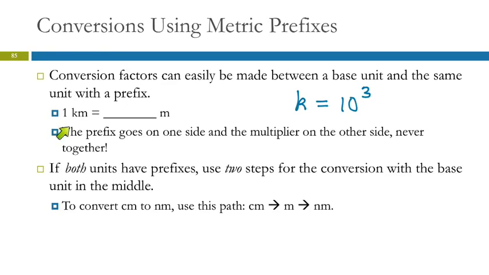So 1 kilometer is equal to 1. Now instead of the K, I'm going to write what it means. It's 1 10 to the 3rd meter. That looks a little awkward, so I'm going to put a times sign in there. 1 times 10 to the 3rd meters. A kilometer is 1,000 meters. A kilometer is 10 to the 3rd meters.